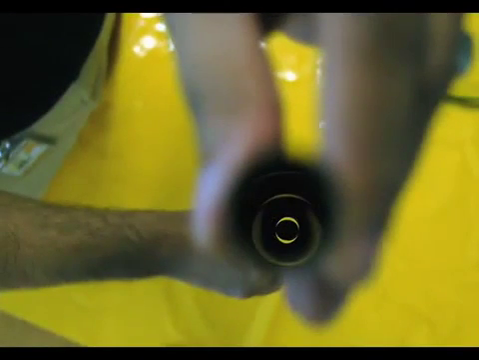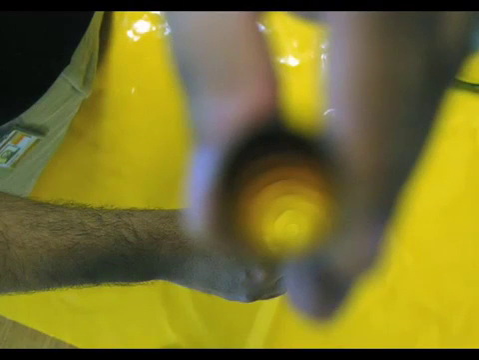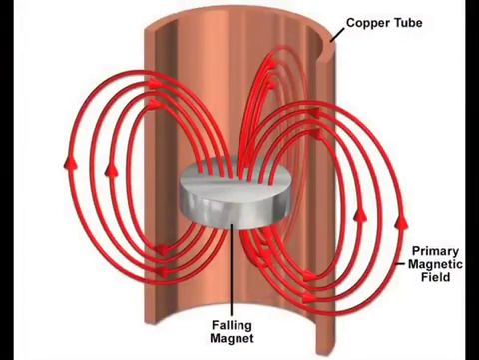Here you can hear it falling until it hits the ground. Even though you hear a sound of the magnet rubbing against the copper pipe, it is not friction that is slowing it down. Then what is slowing down the magnet?